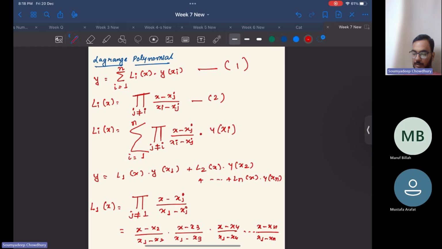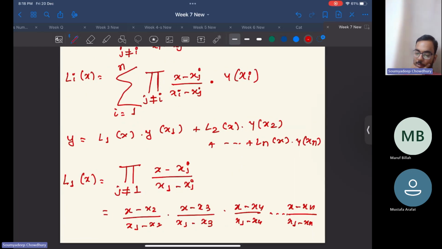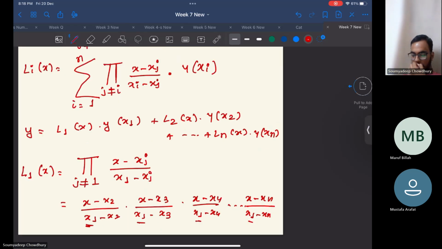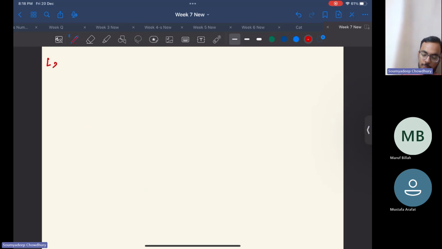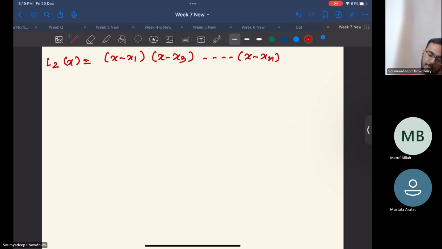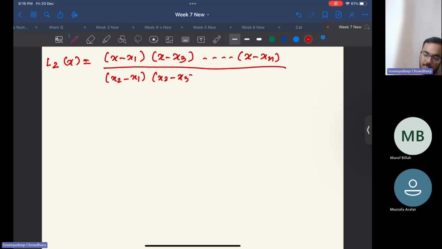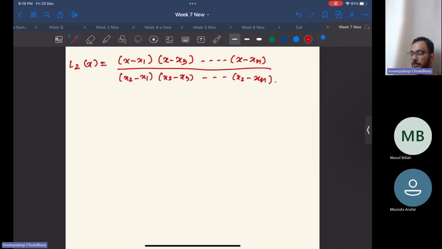Similarly, what will be L2 of x? You can see in L1 of x, the numerator has all the terms except x1, and in the denominator the term will be x1. Similarly, if we expand L2 of x, it will be x minus x1; x2 will not be there. It is (x minus x1)(x minus x3) up to (x minus xn) upon (x2 minus x1)(x2 minus x3) up to (x2 minus xn).